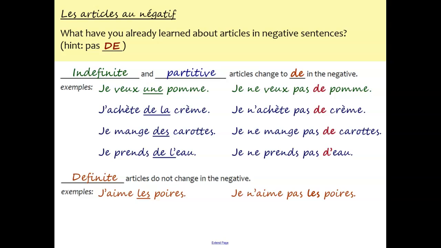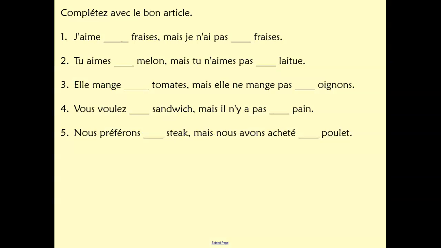So we're going to do a little bit of practice with this. There are just 5 sentences here. Your directions are compléter avec le bon article, complete with the correct article. So for each sentence, you need to look at the verb that's being used and the item that comes after the blank, and you need to decide which article goes in the blank.